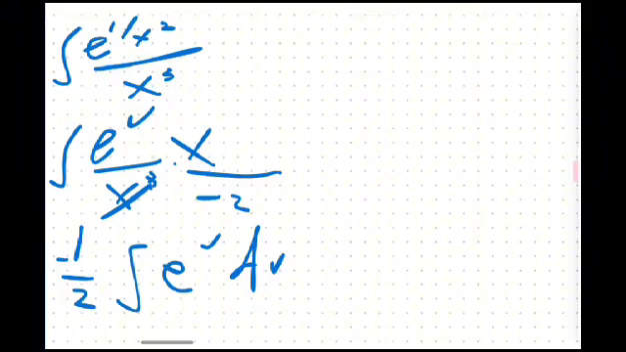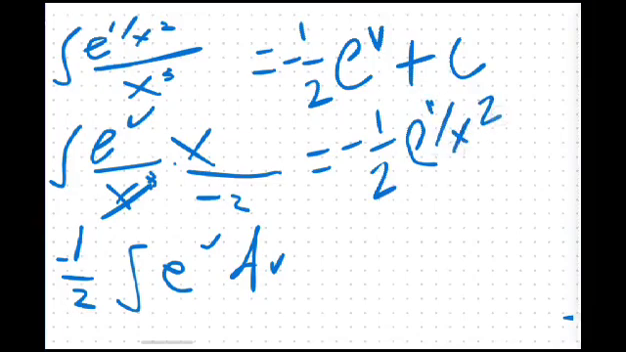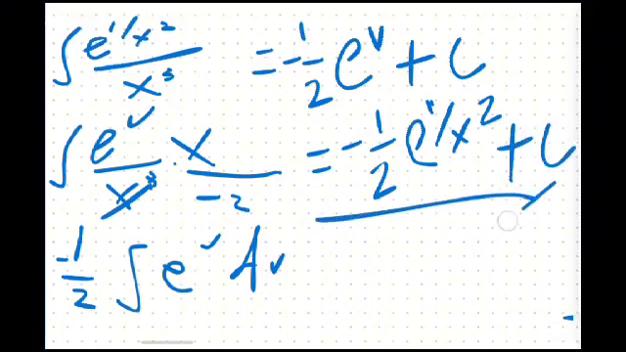We can now solve it. It's going to be negative 1 half e to the power of u plus c, or negative 1 half e to the power of 1 over x squared plus c. That's the answer.